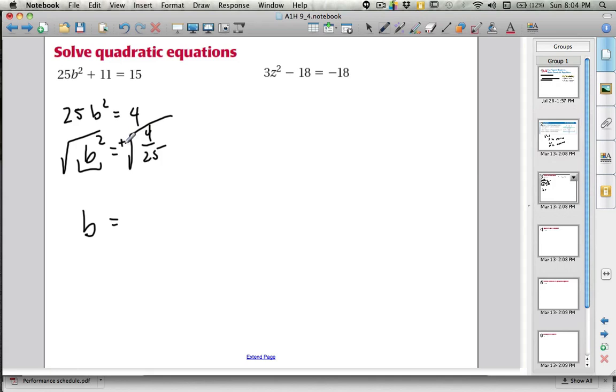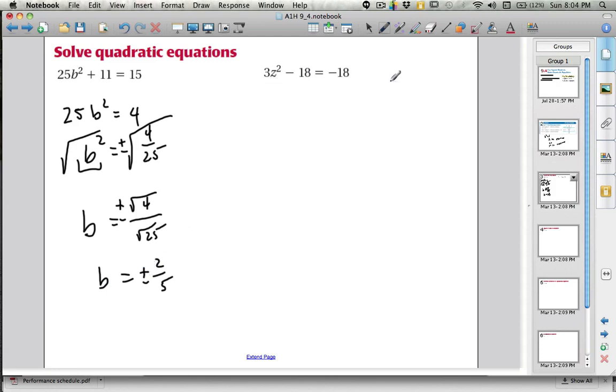And also, when I introduce a radical on either side, I have to introduce plus and minus. Because this could be a positive number that gets squared, or it could be a negative number that gets squared to make b squared. And then when we simplify this, this is going to be the square root of 4 over the square root of 25, which is 2/5, plus or minus.